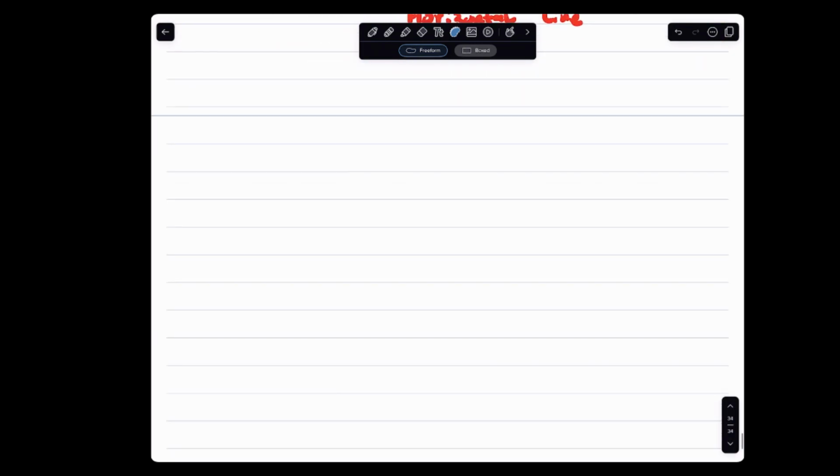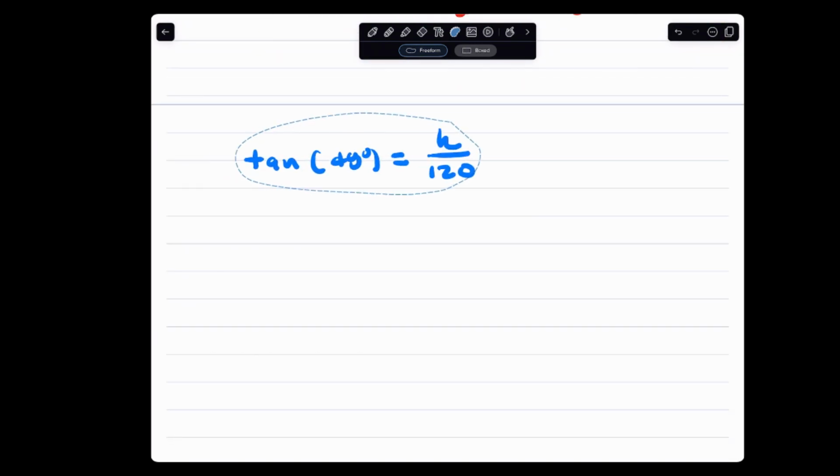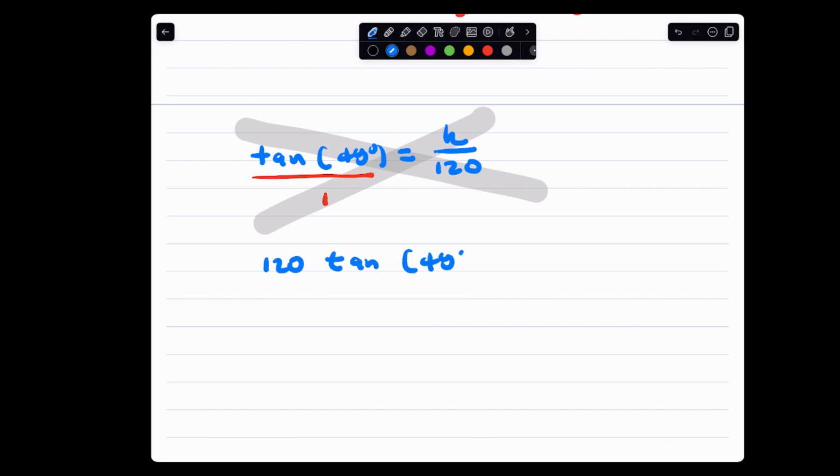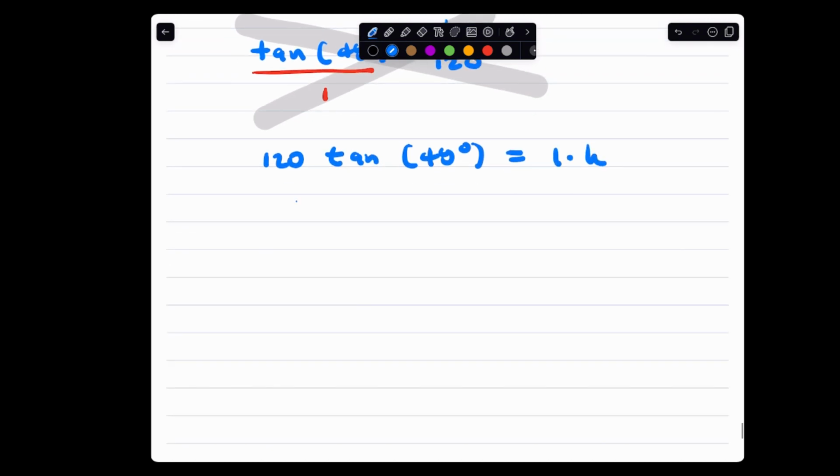So now, what do we do? We create our proportion, and we cross multiply. So ladies and gentlemen, we get 120 tangent of 48. What's 1 times h? Is that h? Think of J-Lo.